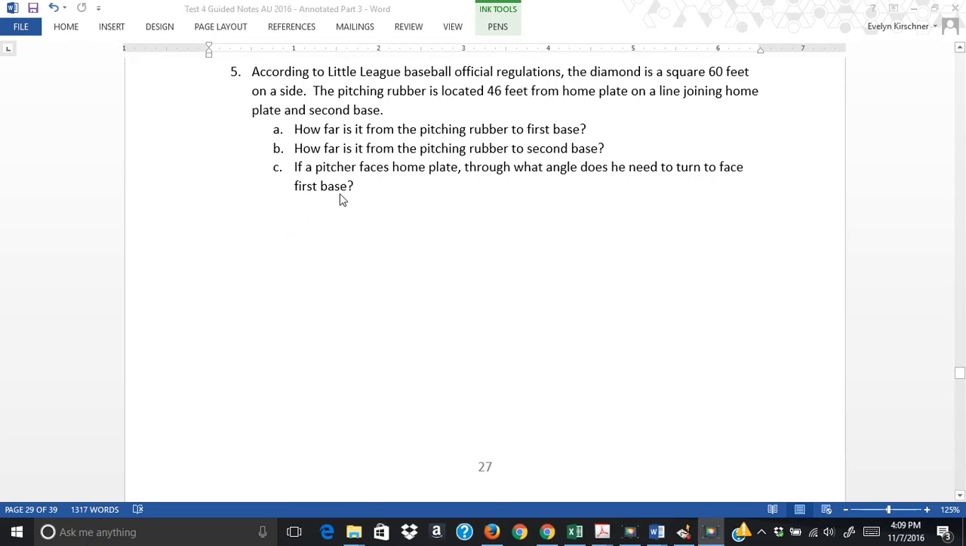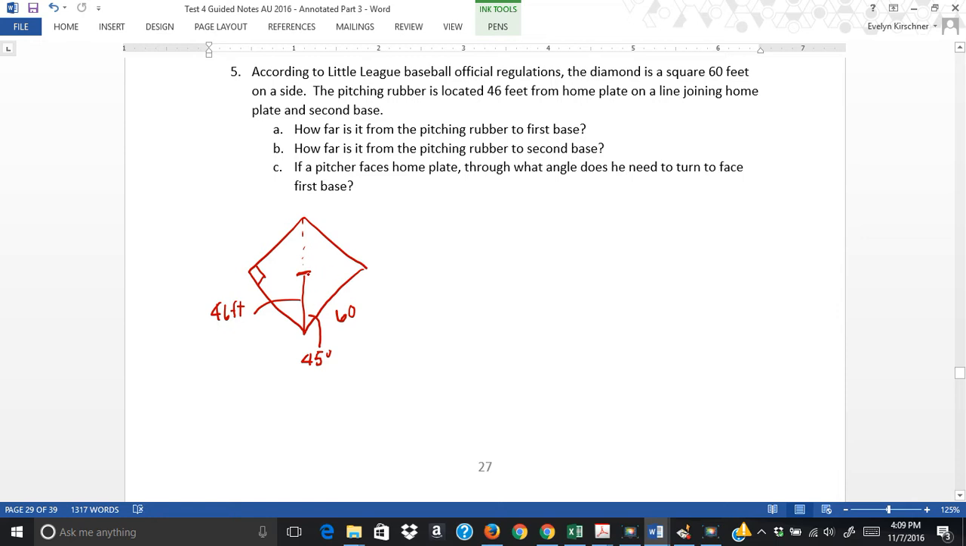All right, so I have a pitching diamond. It's a square. And I have a pitching rubber right here. I have a baseball diamond pitching rubber. And I know that this distance right here is 46 feet. I know this distance is 60. And I know that this angle is 45 degrees because it's a straight line through. So it's splitting this, which is a square, every angle a right angle, in half.